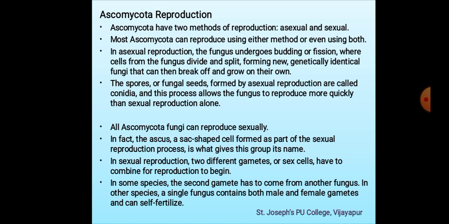In sexual reproduction, two different gametes or sex cells have to combine for reproduction to begin. In some species, the second gamete has to come from another fungus. In other species, a single fungus contains both male and female gametes and can self-fertilize.